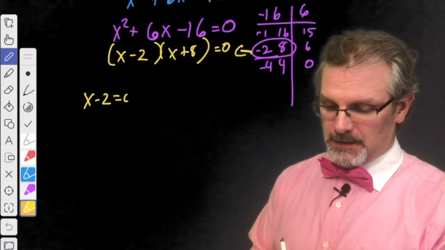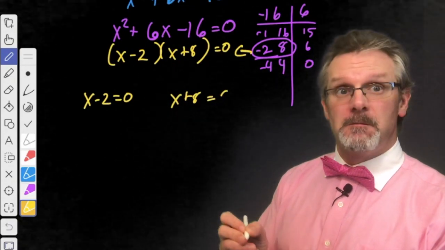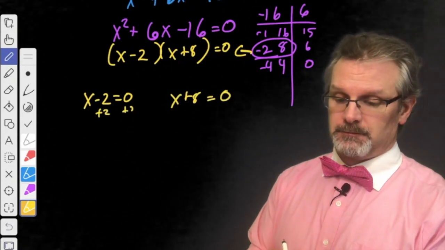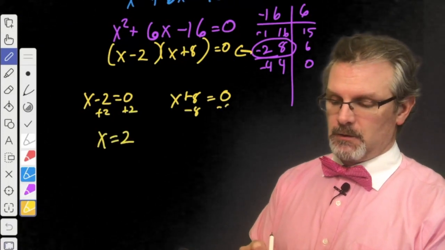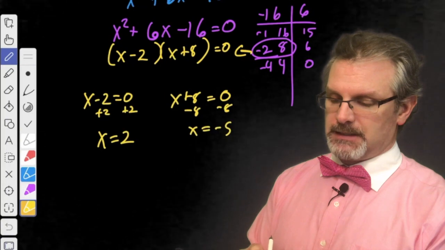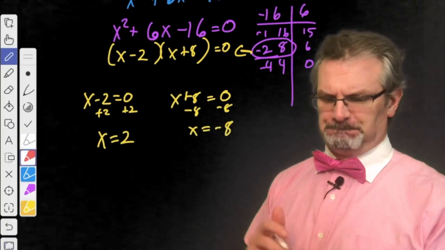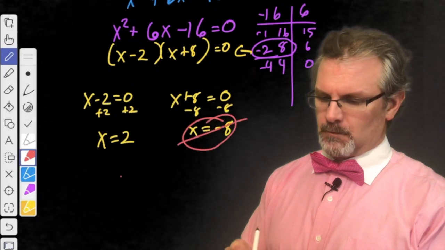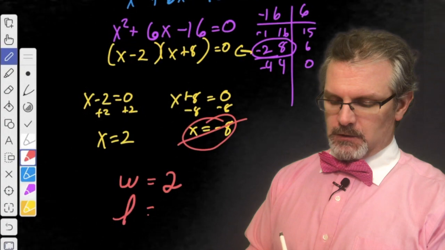Let's solve this one out. x minus 2 equals 0. x plus 8 equals 0. Add 2 to both sides, x equals 2. Minus 8 from both sides, x equals negative 8. Can you have a negative side length? No, no negative side length, so our width in this case is going to be 2.